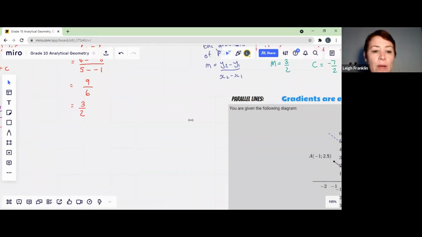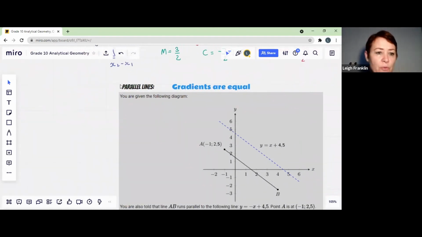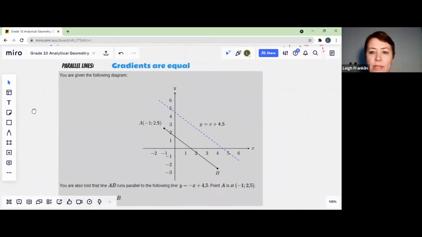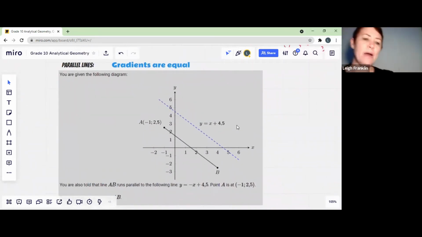All right, so let's go and talk about parallel and perpendicular lines. I don't know if we're going to get to perpendicular. Good, Zayon, I'm glad. All right. Let's talk about parallel lines and let's talk about perpendicular lines.